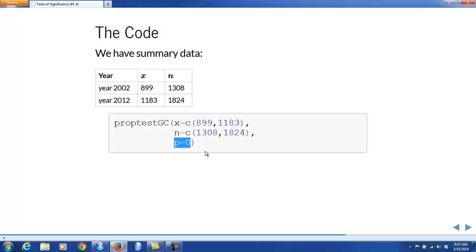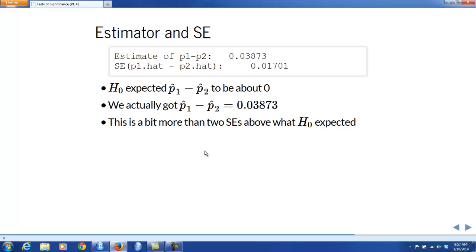If you want that test of significance, you add that third argument specifying the null hypothesis's belief about the value of P1 minus P2. So we set the argument P to 0. When you run this code and look at the output, we'll go right down to the inferential results here. We see that P1 hat minus P2 hat, our estimate of P1 minus P2, worked out to about 0.038. That's about 3.8%. The standard error for P1 hat minus P2 hat is about 0.017, about 1.7%.